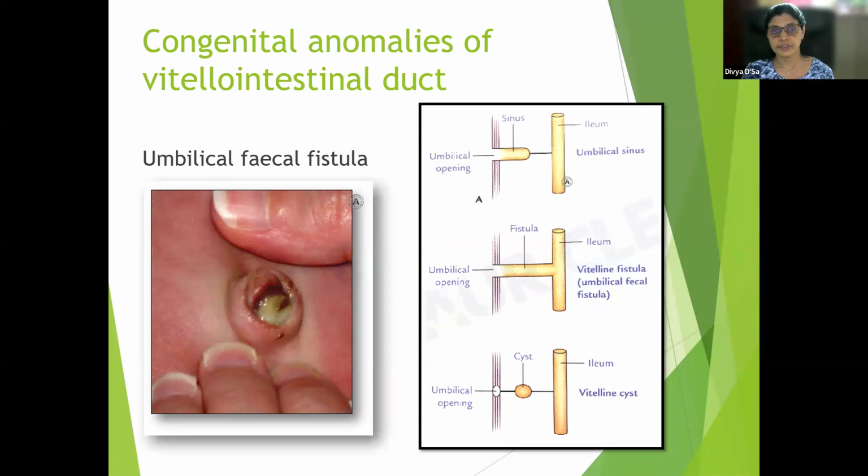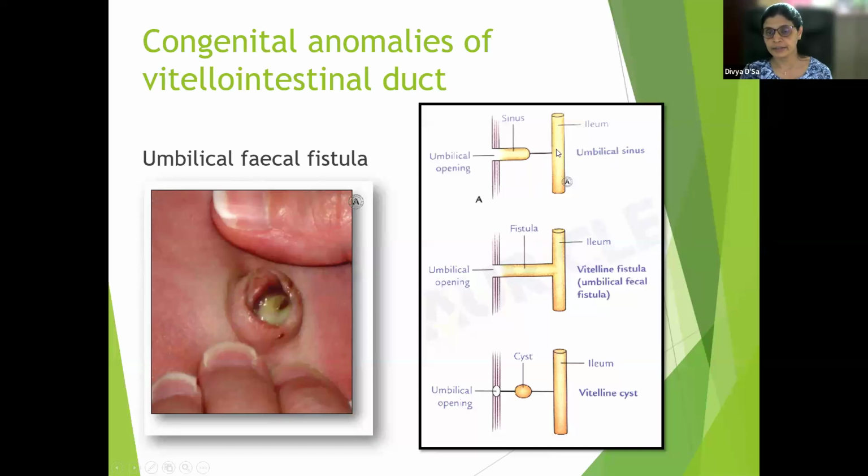Next, the other thing is the anomalies of the vitellointestinal duct. What we can see is, sometimes, since it remains like this, this is the midgut. So here, this portion, if it remains patent, it forms, this is the distal part, it forms a Meckel's diverticulum. But if the proximal part towards the body wall, this is the umbilical opening, remains patent, it will form the sinus, that is known as the sinus of the vitellointestinal duct.